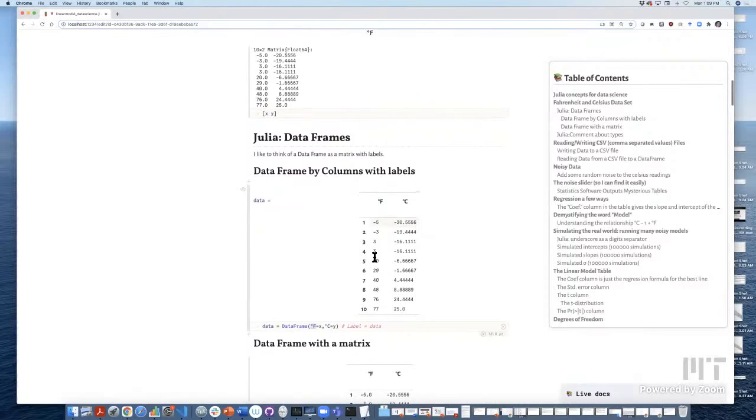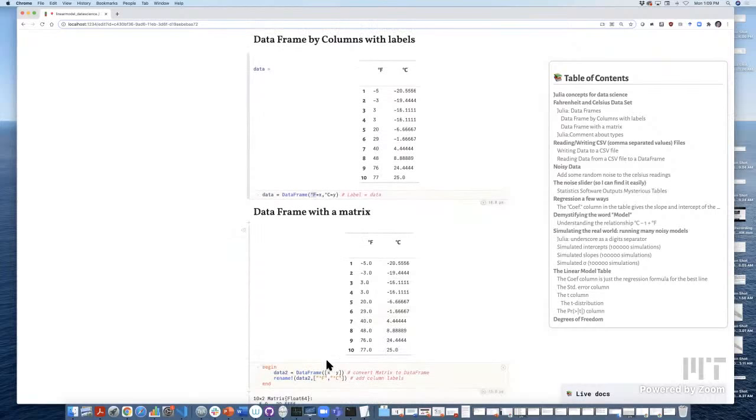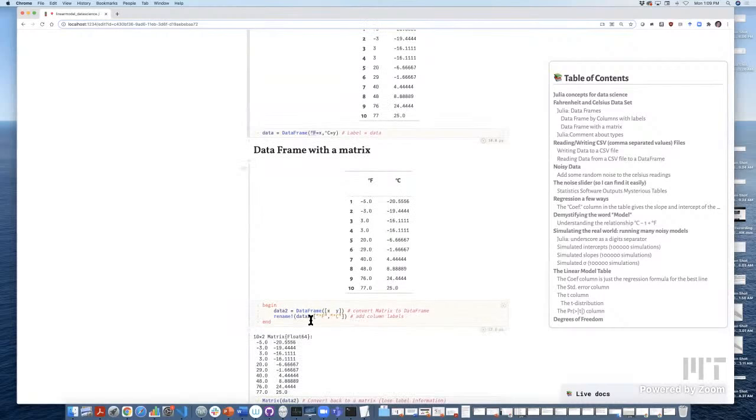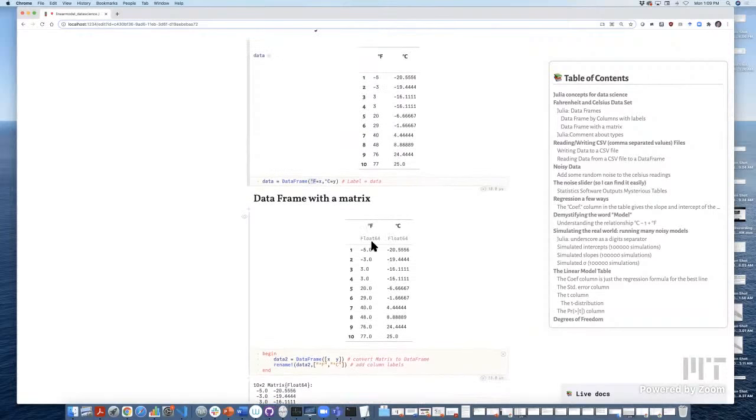You could build a data frame straight out of a matrix. You could take the matrix XY like I had over here. This is the matrix XY. You could take a DataFrame of XY, which will convert it to a data frame. You could add the columns later if you like. I could rename the columns from some default to be Fahrenheit and centigrade. But you'll see that if you do that, of course, they'll both be Float64s, which explains why this data is formatted a little differently.